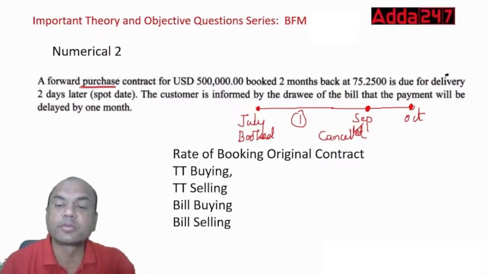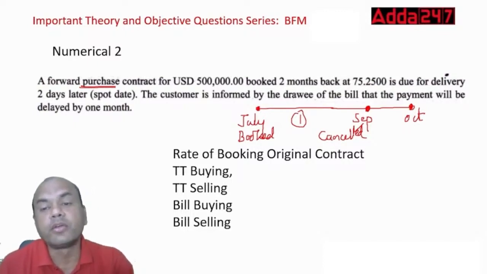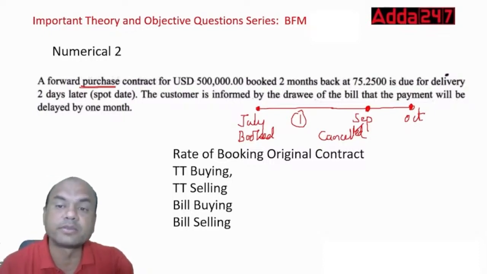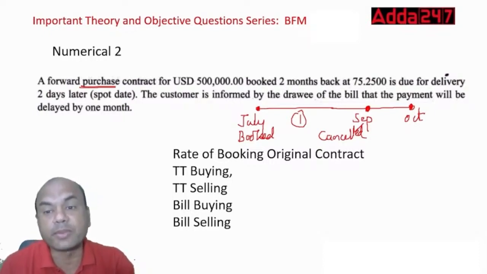So this is to be cancelled. But remember, if it is to be cancelled, it doesn't mean the payment is received, because the payment is to be received in October. Is the payment received up till now? No. Payment is not received. So what will I have to do as a banker? Now the role of the banker comes in.